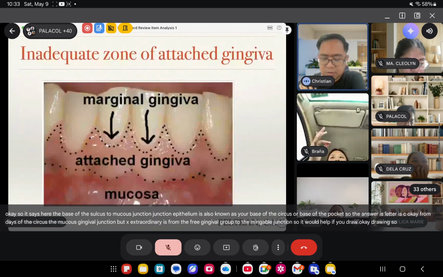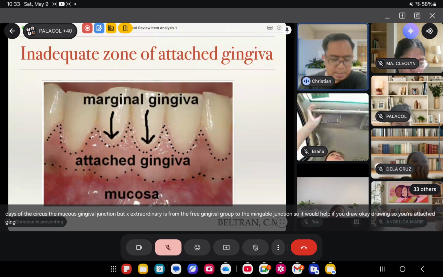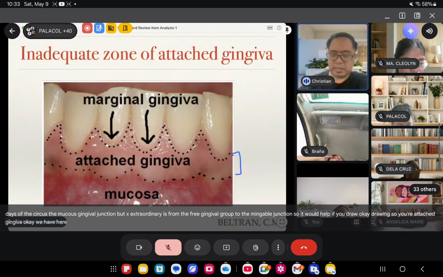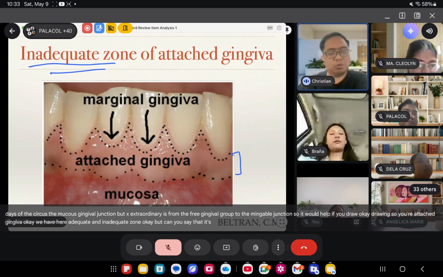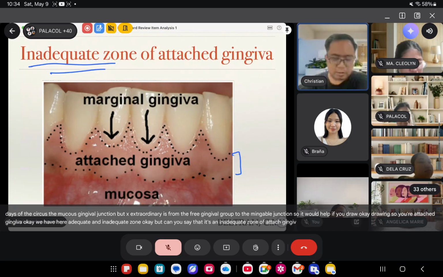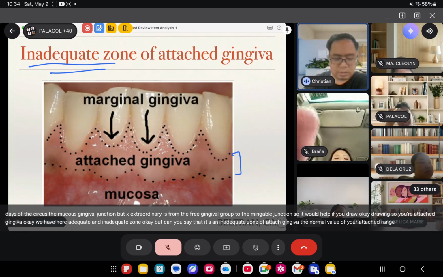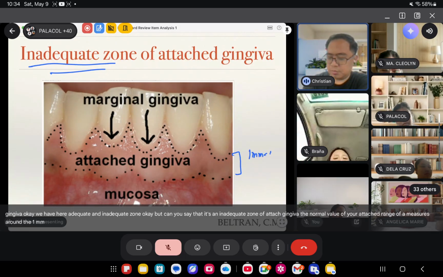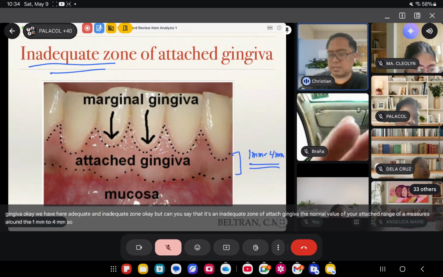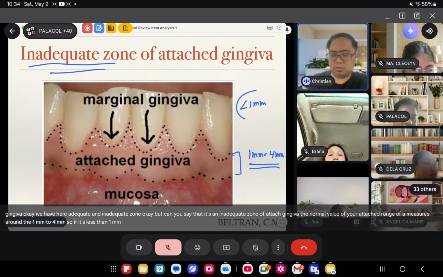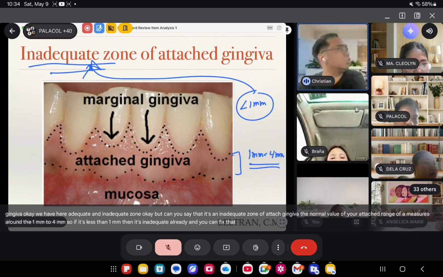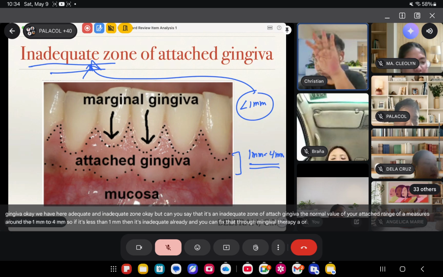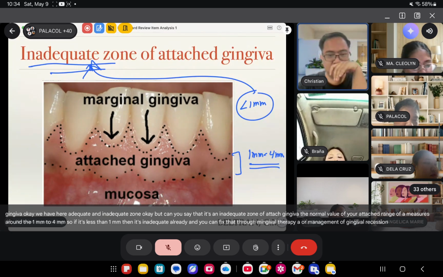So, your attached gingiva, we have here an adequate and inadequate zone. When can you say that it's an inadequate zone of attached gingiva? The normal value of your attached gingiva measures around 1 millimeter to 4 millimeters. So if it's less than 1 millimeter, then it's already inadequate. And you can fix that through mucogingival therapy, or management of gingival recession. Okay.